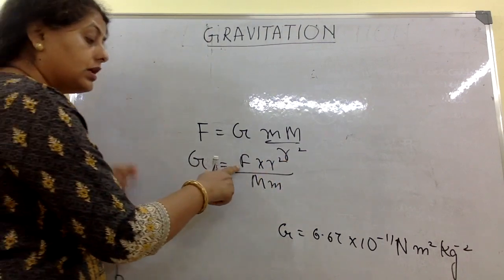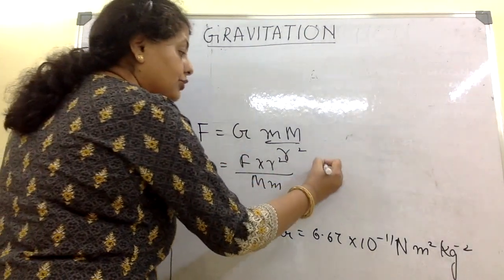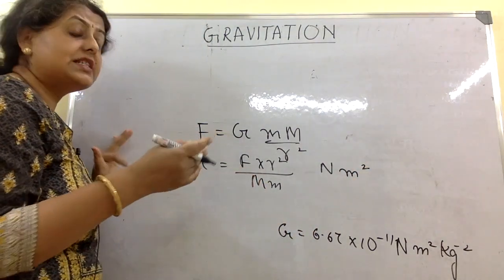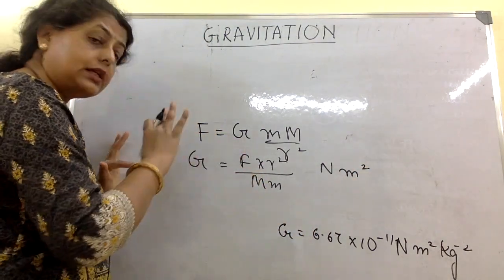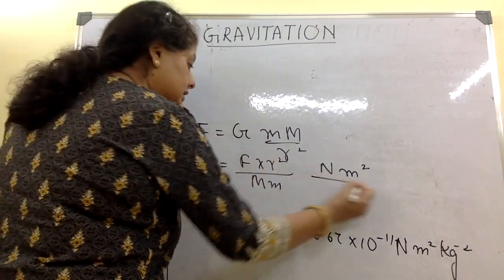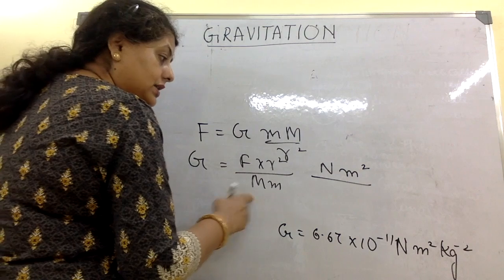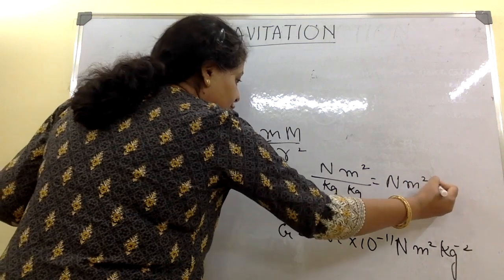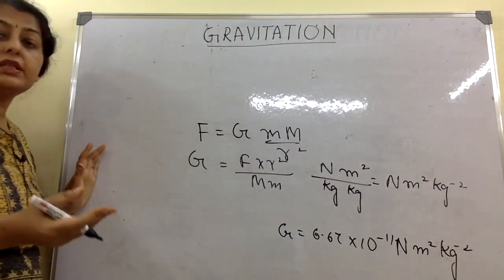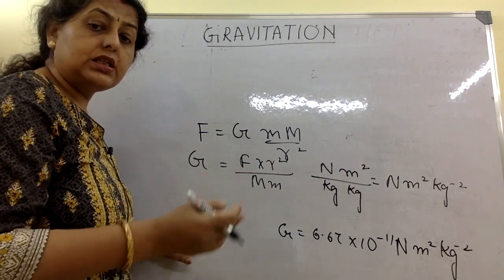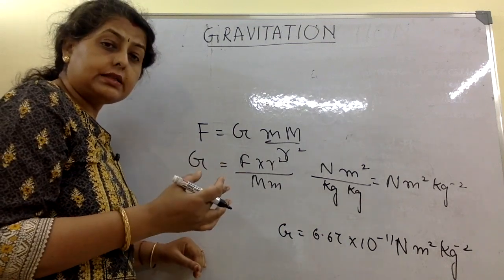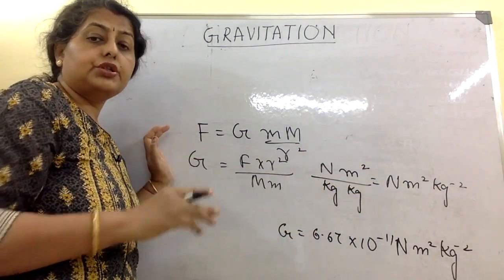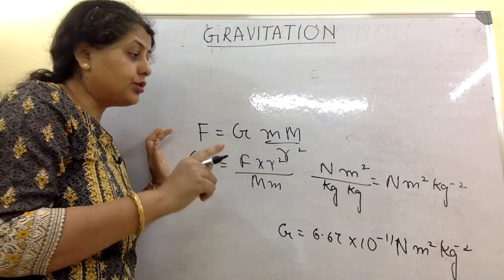Now what is the unit of F? Unit of F is a Newton. What is the unit of R square? That is meter square, because it is a distance square. R is in SI. We are taking everything in SI. This is meter square. These are two masses, so kg and kg. So I get Newton meter square kg to the power minus 2. That is the unit of G: Newton meter square kg to the power minus 2.